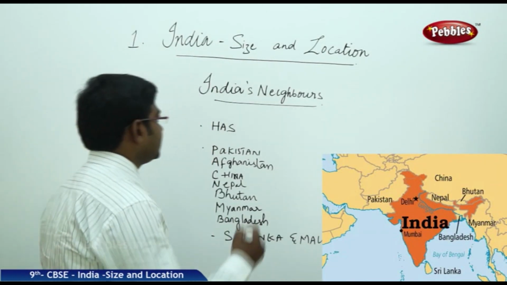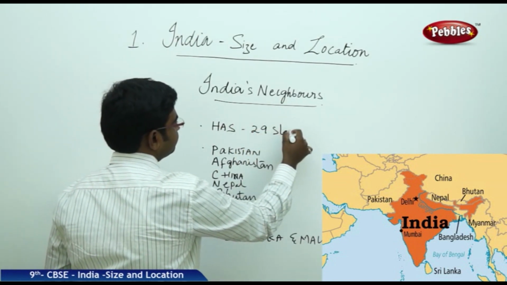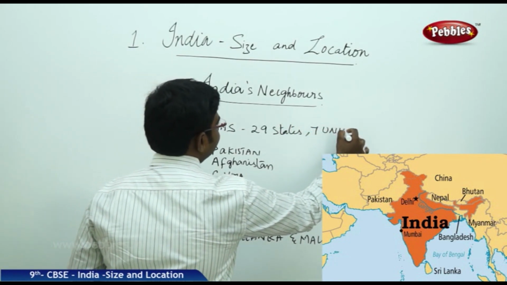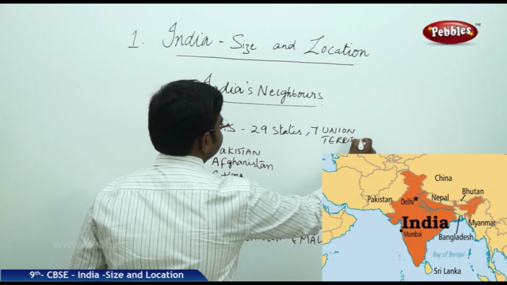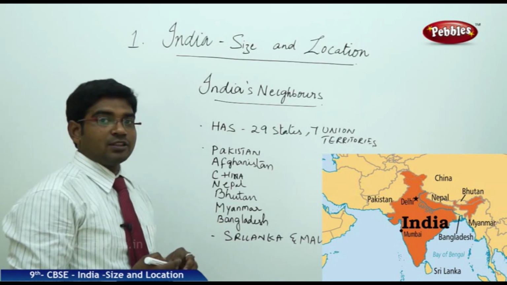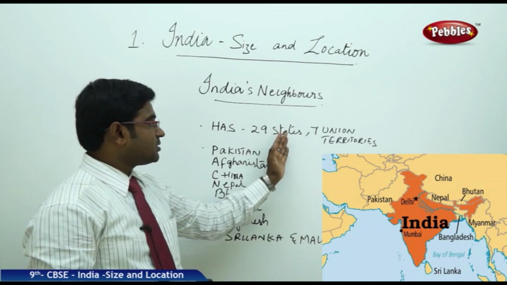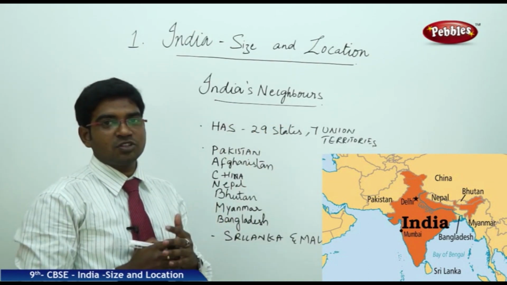India has 29 states and 7 union territories. So India comprises 29 states and 7 union territories. The 29th state was a recently created state, which got bifurcated from the Andhra Pradesh region.